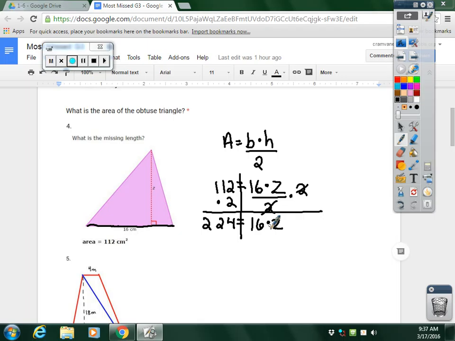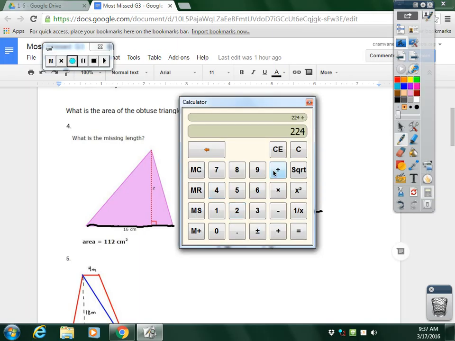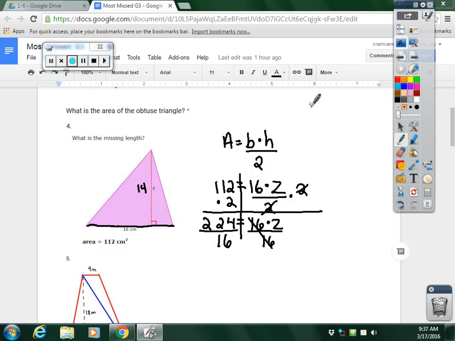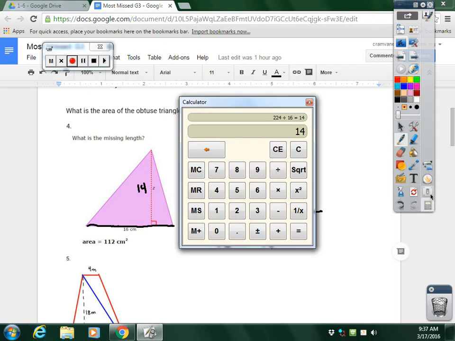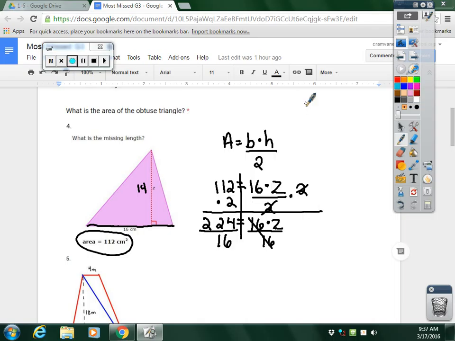You undo multiplication with division. You're going to divide this side by 16. You're going to divide this side by 16. Okay? 224 divided by 16 is going to give us a height of 14. Now, if you're a really good algebra student, you are going to double check this. Okay? I would take out my calculator. Area of a triangle is base times height divided by 2. 16 times 14 is 224, and divided by 2, the area is 112. So I know I did my algebra correctly.